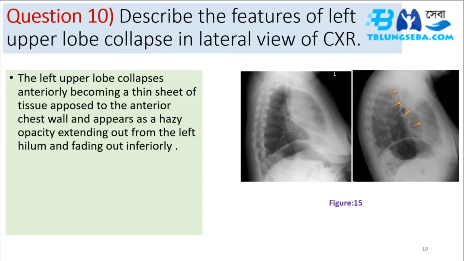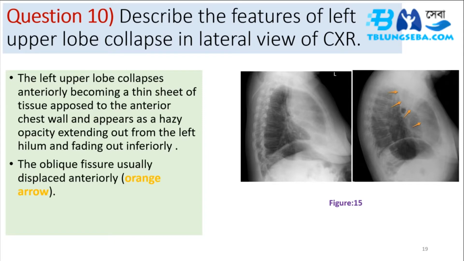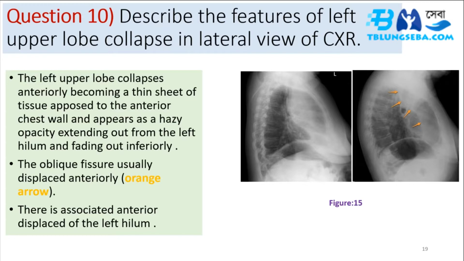Question 10. Describe the features of left upper lobe collapse in lateral view of CXR. The left upper lobe collapses anteriorly, becoming a thin sheet of tissue opposed to the anterior chest wall and appears as a hazy opacity extending out from the left hilum and fading out inferiorly. The oblique fissure is usually displaced anteriorly, orange arrow. There is associated anterior displacement of the left hilum.